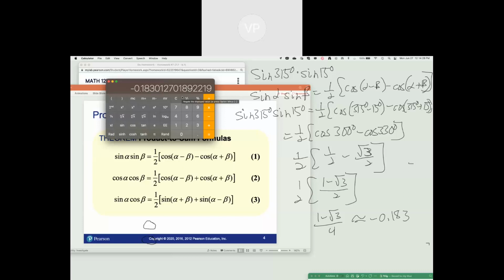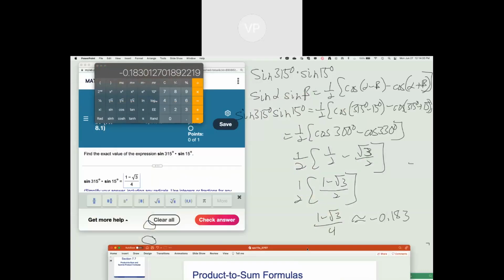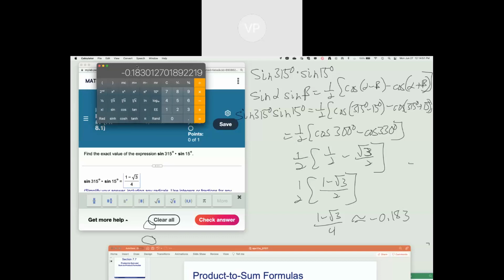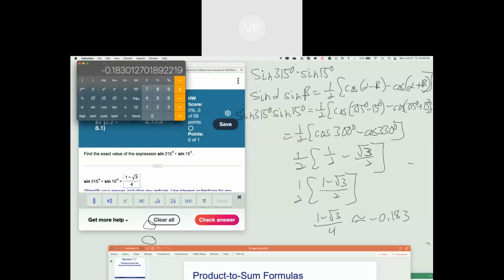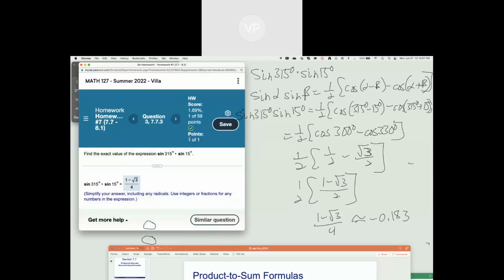Now, I won't do this every time, but I'll do it once in a while just to make sure that we're all seeing this. So what I can do is, I know this original problem was sine of 315 times sine of 15. So make sure you're in decimal mode. Sine of 315 is this. Multiply it by sine of 15. And you see we get the negative 0.183. That just confirmed that we did everything correct. We did our algebra correct. We used the right formula. That's how I know, without even checking, I know we'll have the correct answer.